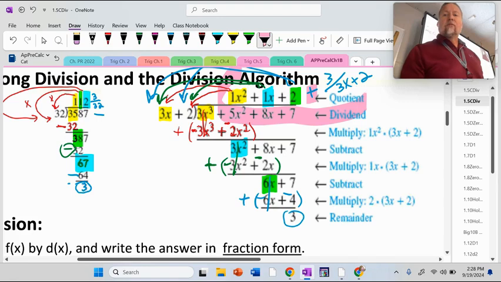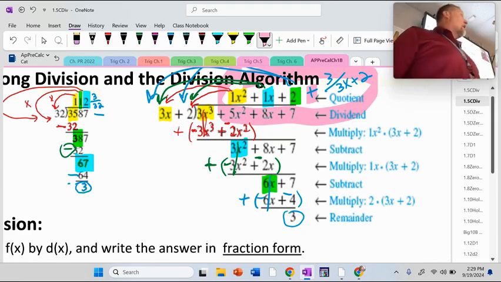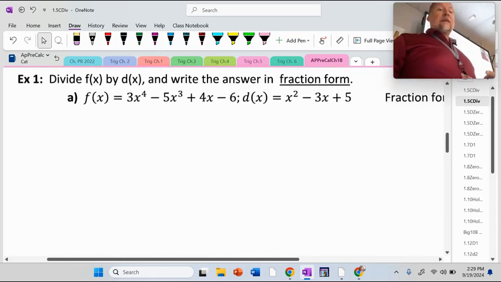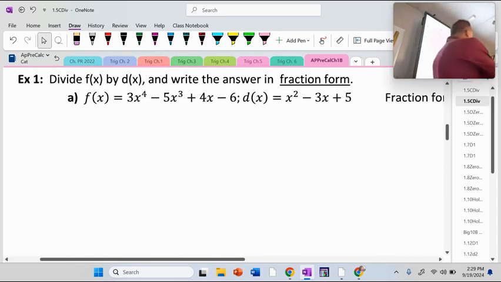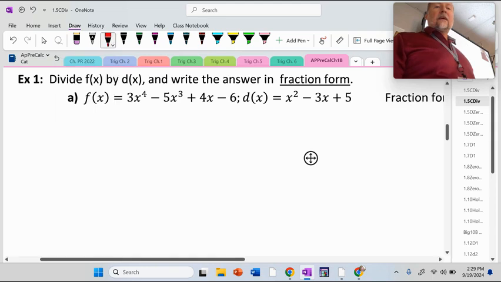This is fractional form. That's the final answer, all of that. That's the division statement. That's the quotient, which is an answer to a division statement. So, long division. Let's do one more, and then I'll show you step by step from the beginning. All right, so I'm taking this. If you look at it, divide f of x by d of x. So this is what's going into this.